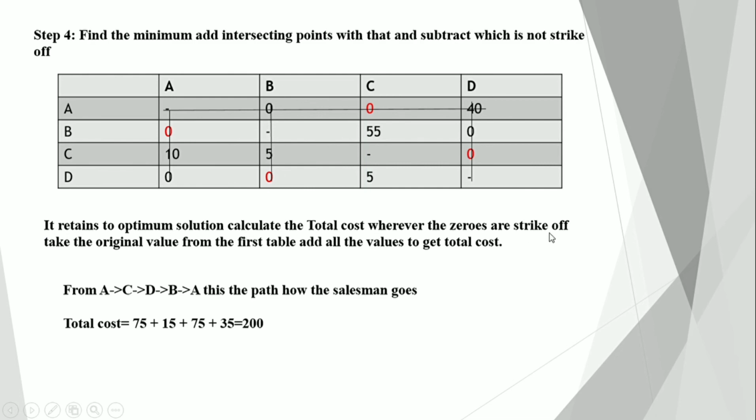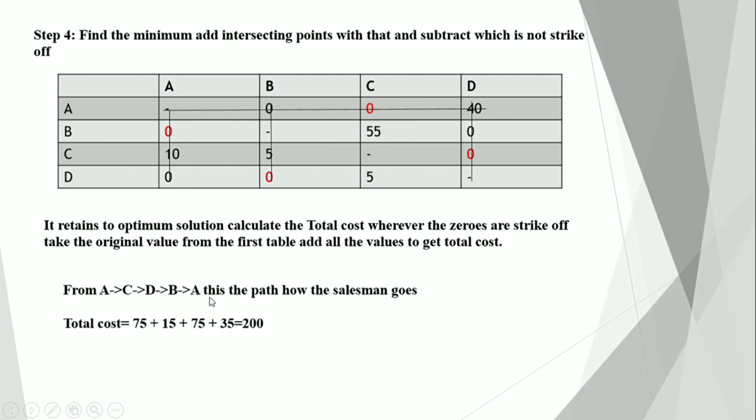We can calculate the total cost. Total cost is wherever I have marked the 0, that is in red, we will take the original values of it and we will add and total it. That is the total cost for the salesman to go.